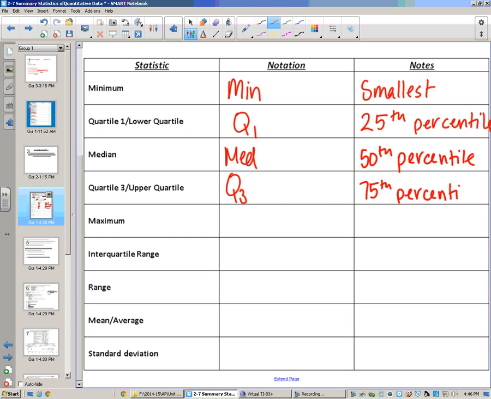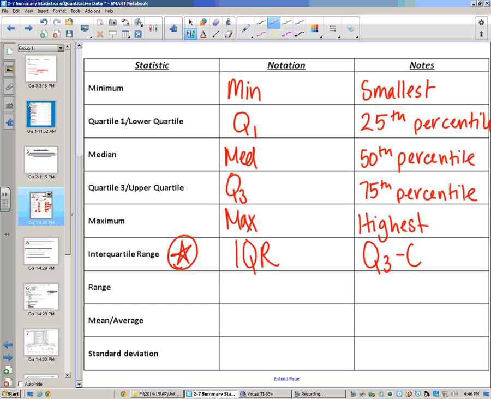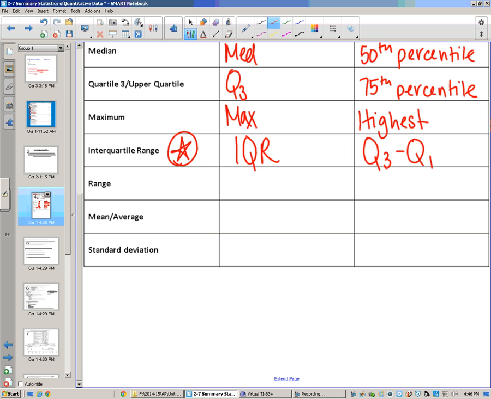And we looked at these values for the box and whisker plots we made. Max is your highest or greatest value. Interquartile range, put a star next to this because you have to memorize it. We abbreviate it IQR, and the way you find it is Q3 minus Q1. We use that when we're trying to figure out outliers. Range has no abbreviation, it's just range. And that's one number, your max minus your min.